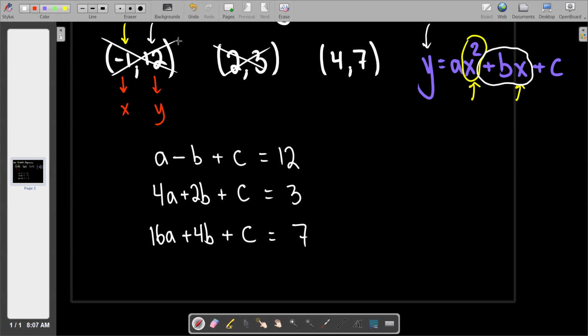Think about where we're headed with this. Let me underline some stuff for you. You would agree that if we knew A up there in the corner, and we knew B, and we knew C, then we could write the equation. For example, if A comes out to 2, then the equation says 2x squared. And if B comes out to -3, then it's minus 3x. And if C comes out to 7, then it's plus 7. So boom, we just did it. We wrote an equation. We have to go through now and solve for A, B, and C.